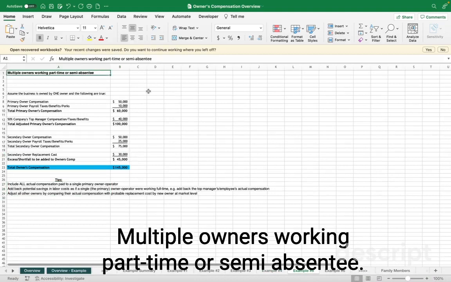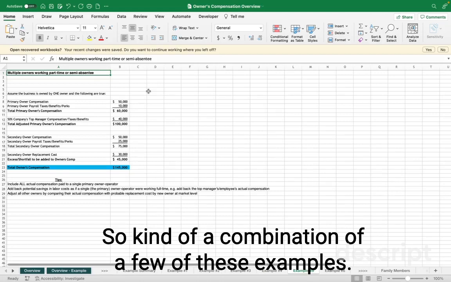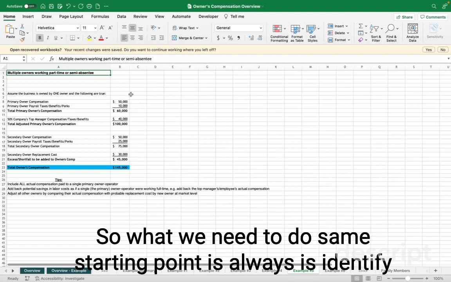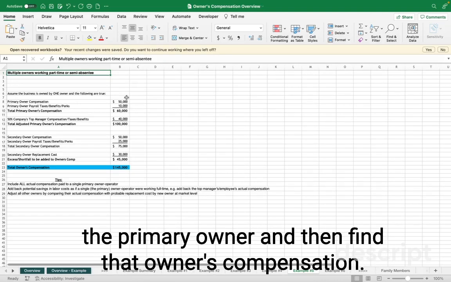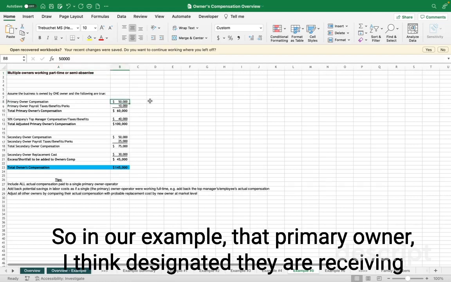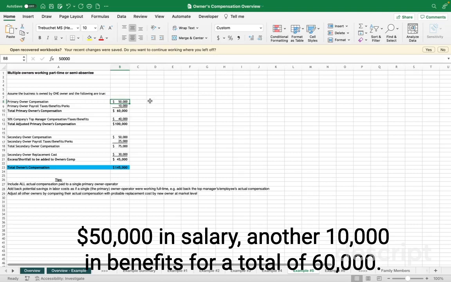Okay, multiple owners working part-time or semi-absentee. So kind of a combination of a few of these examples. What we need to do, same starting point as always, is identify the primary owner and then find that owner's compensation. So in our example, that primary owner has been designated. They are receiving $50,000 in salary, another $10,000 in benefits, for a total of $60,000.